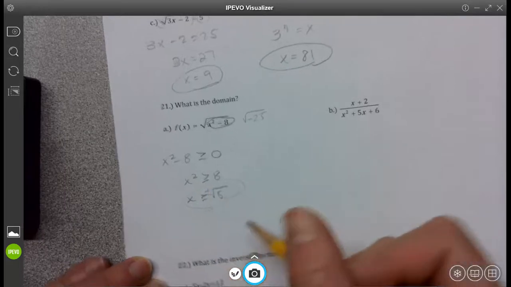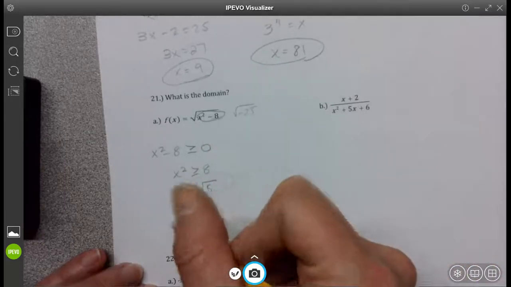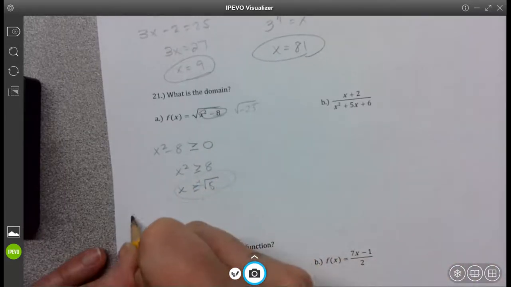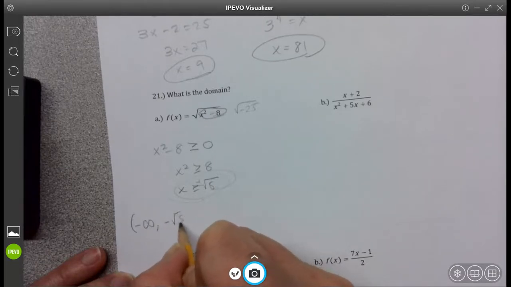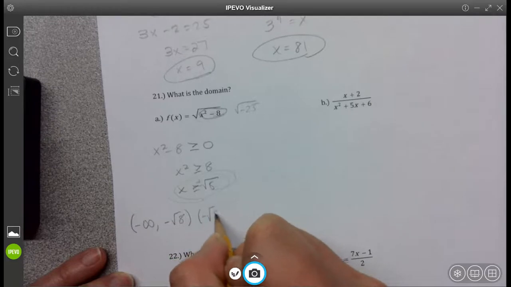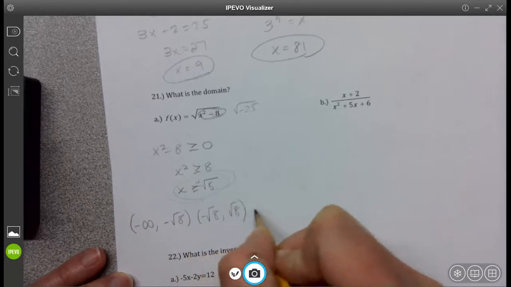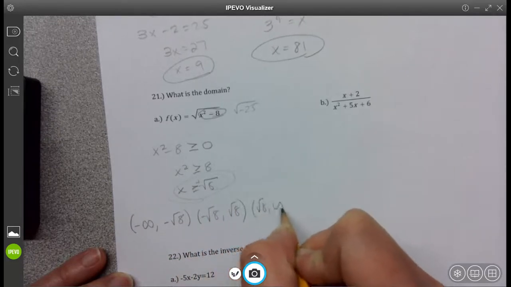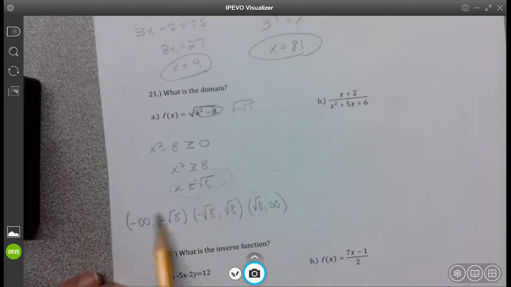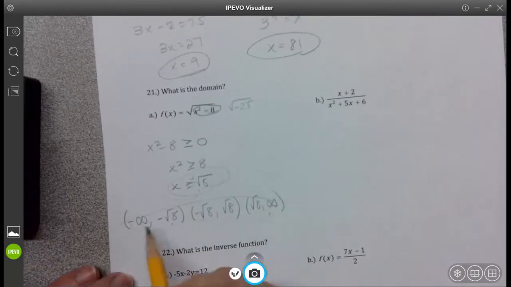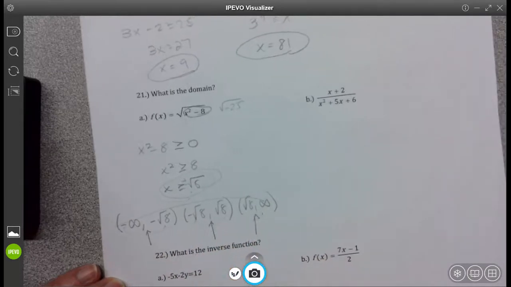So you're going to have intervals. Because really, you're saying, okay, from negative infinity to negative square root of 8, from negative square root of 8 to square root of 8, or square root of 8 to infinity are your choices. Because you have 2 numbers here, it can't be all real numbers. It stops at these specific points. So pick a number in between each interval and see if it works. I like to go with 0.